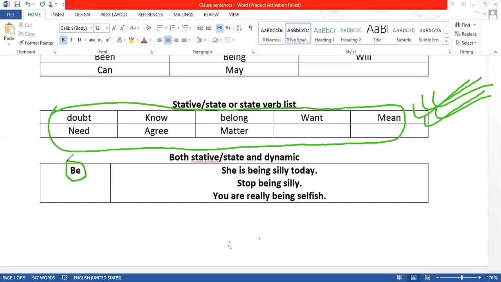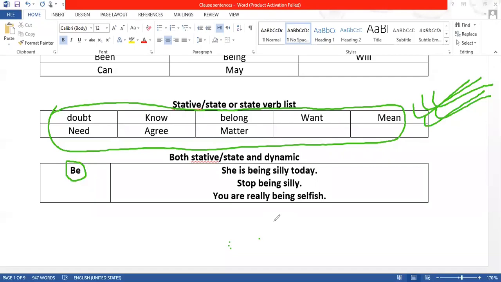Yes, remember, you cannot use these state verbs, the ones I have just mentioned: doubt, know, belong, agree, need, or see. These words are included in state verbs because we cannot have a continuous tense for these kinds of verbs. That is why they call it a state verb.